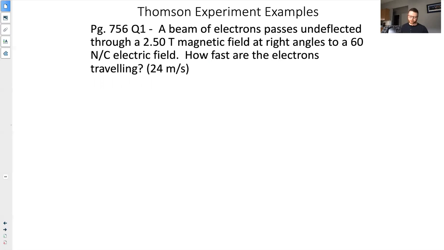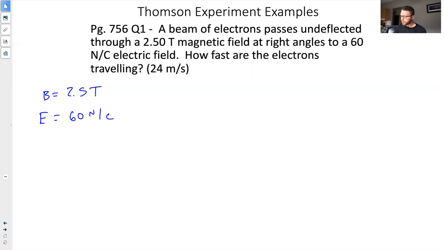All right, so let's get into some examples here. So here we have a beam of electrons, which is passing undeflected through a 2.5 Tesla magnetic field. So we know the magnetic field is 2.5 Teslas. It is moving at right angles, so it's perpendicular, so we don't really need to worry about our QVB sine of theta formula. Okay, it's just QVB. And we know the electric field strength is 60 newtons per coulomb. Don't get too caught up about the units there. Just be familiar with electric field strength being given in newtons per coulomb.